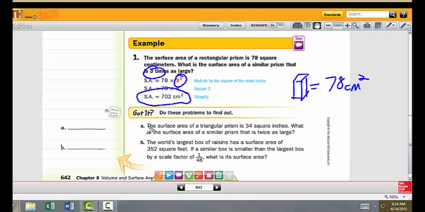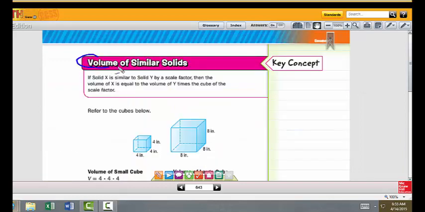Please press pause and do letters A and B. Show all your work. Okay, now let's take a look at volume of similar solids. The process is very similar with one small change. If solid X is similar to solid Y, again by a certain scale factor, then the volume of X is equal to the volume of Y times the cube of the scale factor. And if you think about it, that makes perfect sense, because volume is a 3-dimensional thing, so we would talk about cubic units, so you're going to multiply it by the cube of the scale factor.